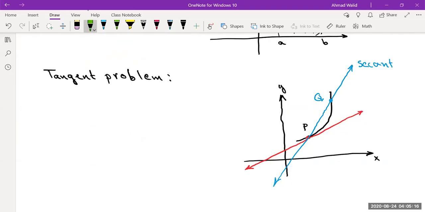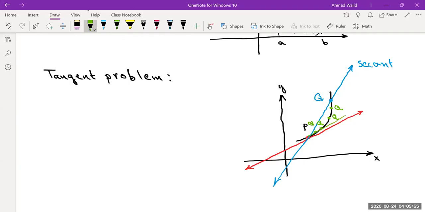Now, what should I do? If I ask you a question, unfortunately, it's not a face-to-face class, so I cannot ask a lot of questions. Think how this blue line, the secant line, can go closer and closer to the tangent line. The only way is to move point Q closer and closer, very, very close to point P.